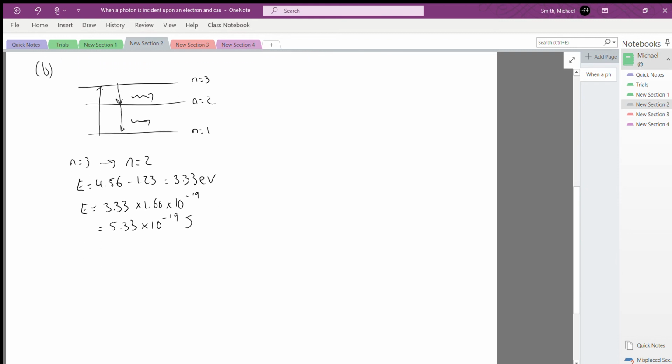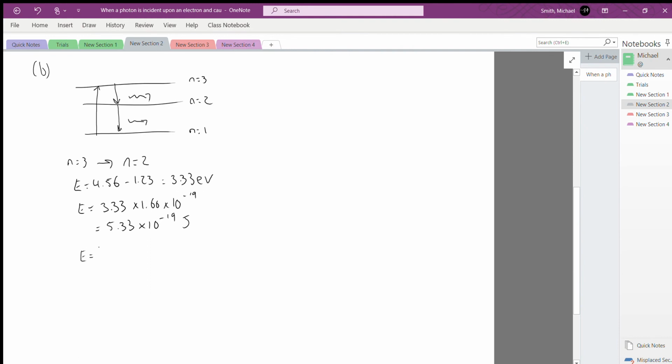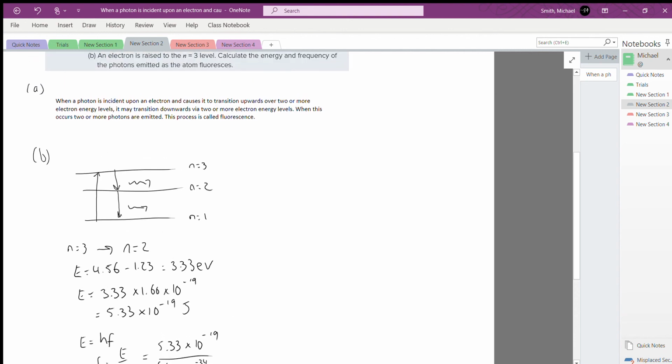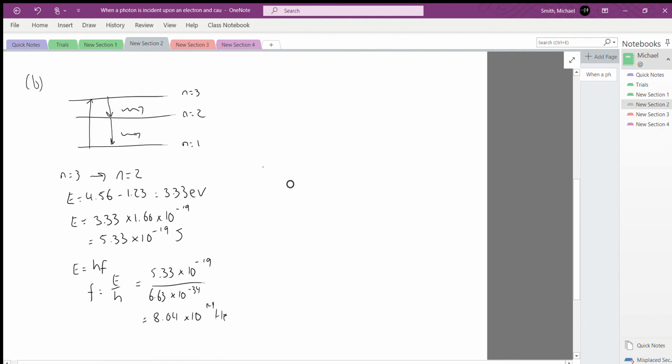Now we just have to work out the frequency. That's easy enough. We have E equals hf, therefore f equals E on h, so 5.33 times 10 to the power of minus 19, all over Planck's constant, 6.63 times 10 to the power of minus 34. Substituting into our calculator gives us 8.04 times 10 to the power of 14 Hertz. Similarly, from n equals 2 to n equals 1, it's the same process.